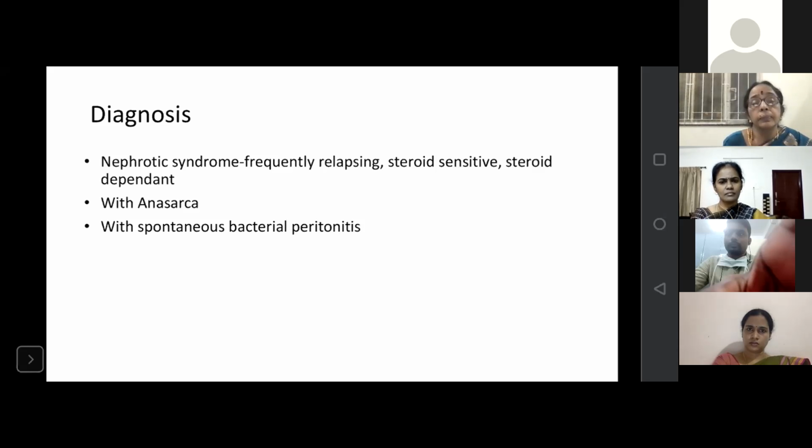And I'll be doing an ultrasound abdomen to look at the blood flow in the renal vein and arteries. And I'll do a chest X-ray to rule out a respiratory tract infection or a pleural effusion.